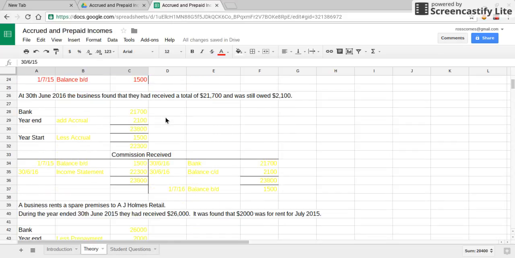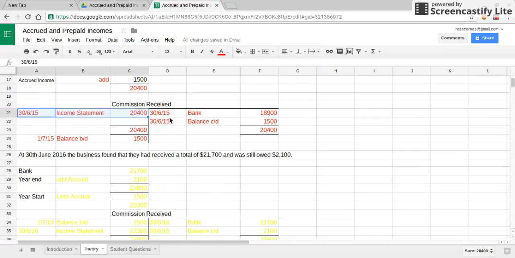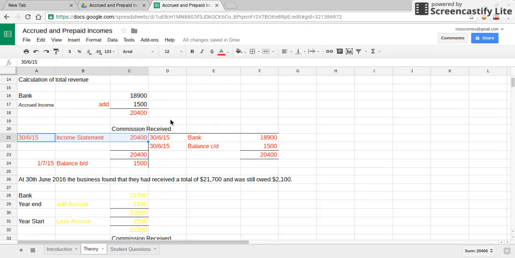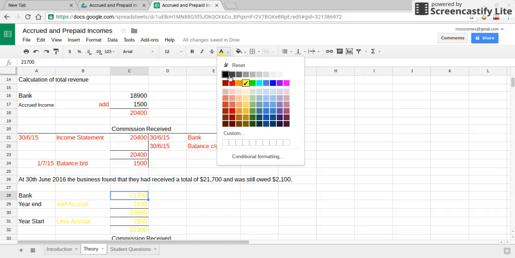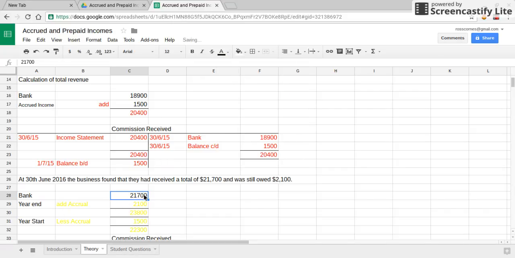Okay, we can make the scenario now slightly more complicated if we look at the second year of this business. So if we remember, they were owed $1,500 at the start of the year. During the second year of this business, they received $20,700. And at the end of that year, they are still owed $2,100.